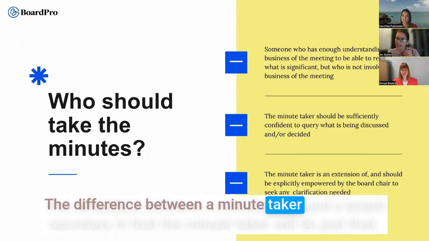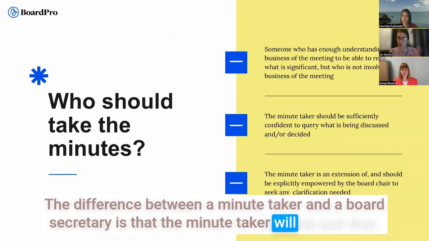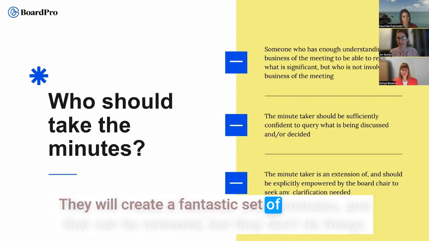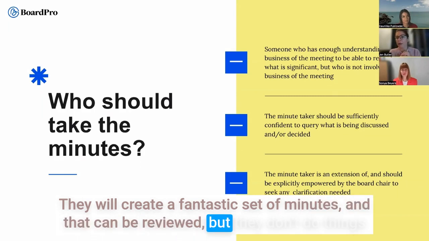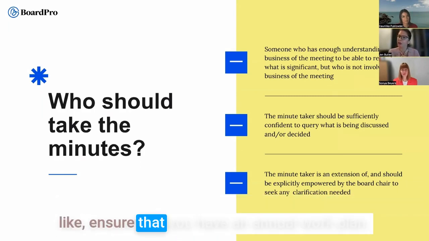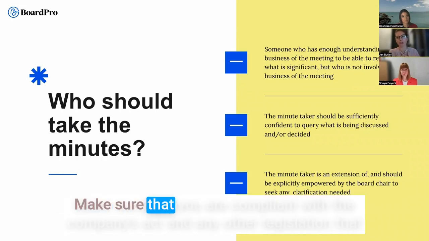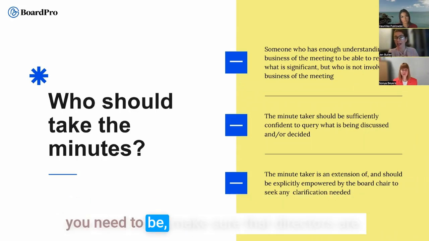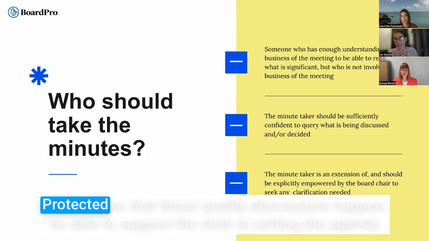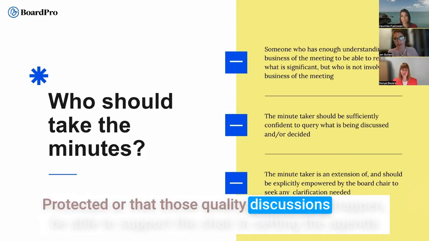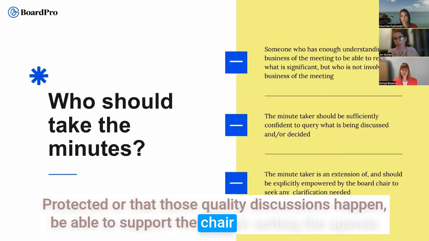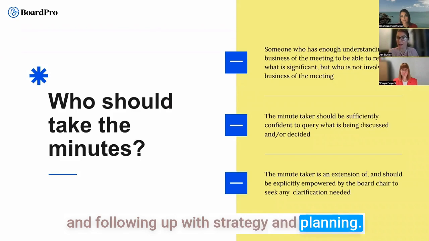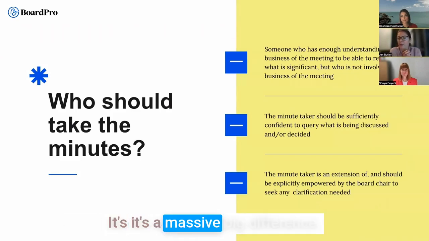The difference between a minute taker and a board secretary is that the minute taker will do just that. They will do the minutes, they will create a fantastic set of minutes, and that can be reviewed. But they don't do things like ensure that you have an annual work plan, make sure that you're compliant with the Companies Act and any other legislation that you need to be, make sure that directors are really protected or that those quality discussions happen, be able to support the chair in setting the agenda and following up with strategy and planning. It's a massive big difference.